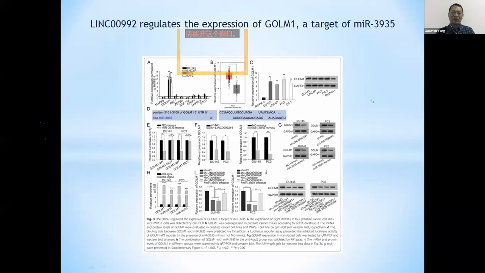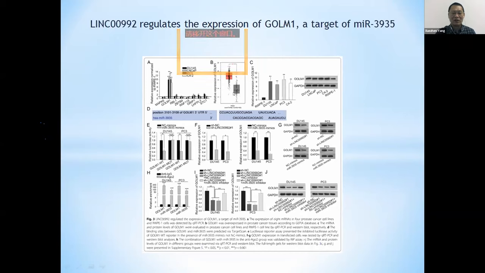It is the same. From the database, we found that there were eight genes binding with the second gene, microRNA 3935. It was interesting that only this gene, GLUL1, was positive. Only this gene, its expression level was much higher than others. In other words, the expression level of this gene in the prostate cancer cells was much higher than in normal prostate cells. Only this gene, GLUL1, was positive. That was interesting.